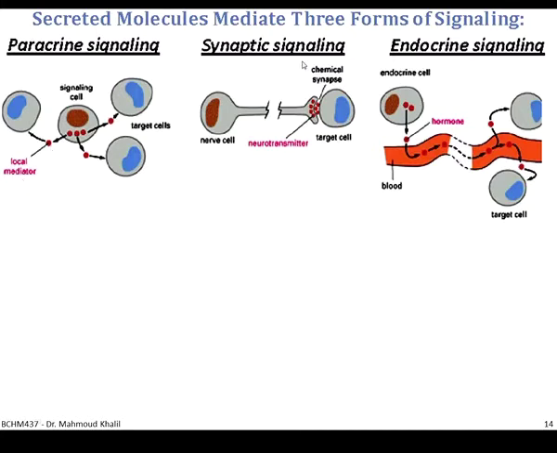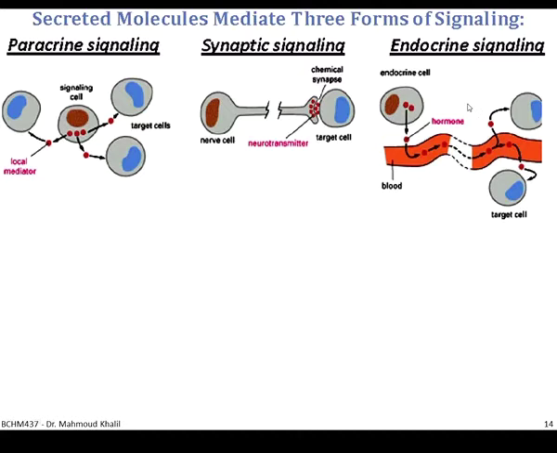While synaptic signaling involves a neuron or nerve cell that transmits the impulse over a relatively long distance until reaching a target cell, in which this electrical impulse will be transformed into a chemical signal and pass through the synapse between the end of the neuron and the target cell. And in these cases, the target cell could be a gland or a muscle.